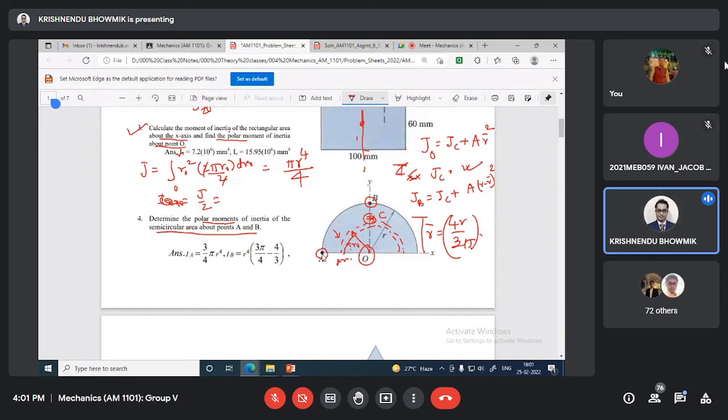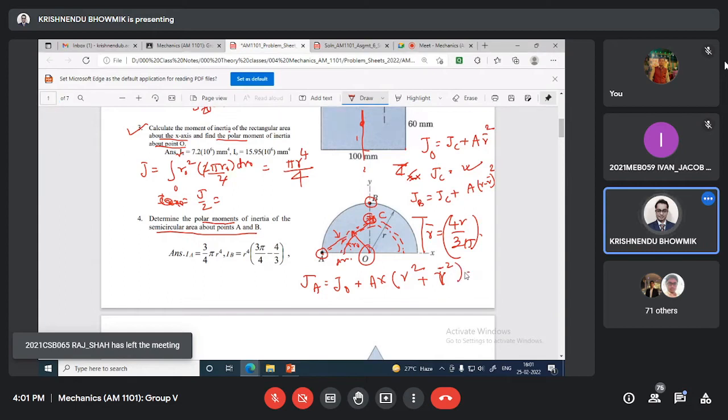For A, J will be Jc plus A multiplied by this distance. Okay, what is that distance? That will be r squared plus r bar squared. Is it not? So you can easily calculate the Ja value and Jb value. Later I am writing this as J polar. Let it be J. Have you understood this point, or should I explain once more?